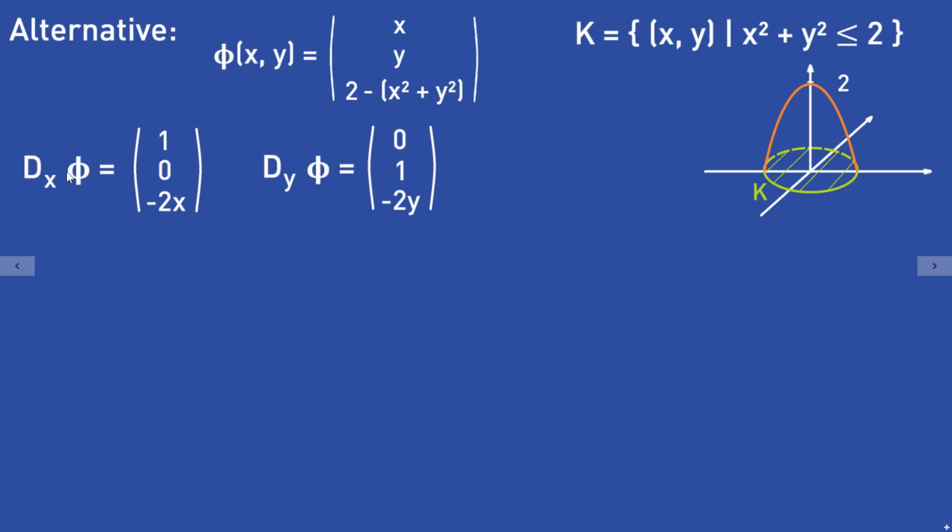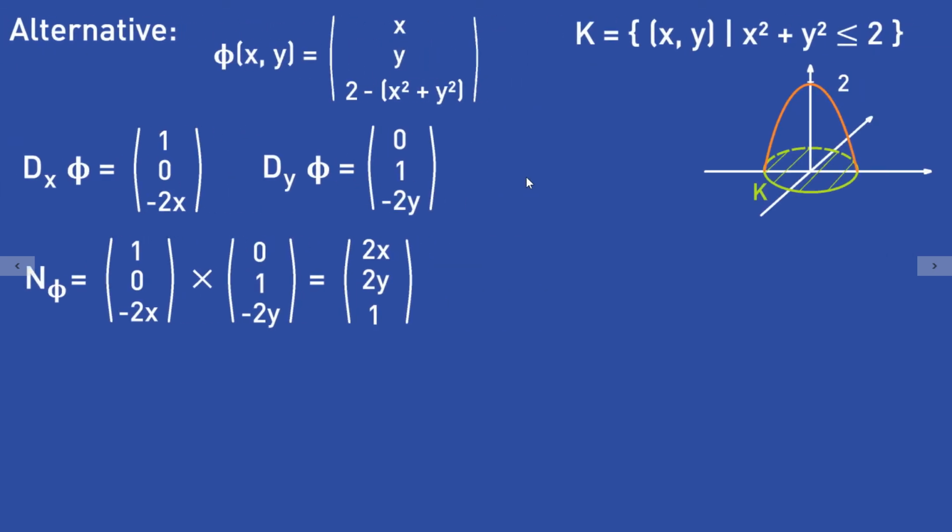This here is the derivative of phi with respect to x, and that here is the derivative of phi with respect to y. Now you have to calculate the cross product of these two vectors. What you get then is the normal vector n phi. So you have to calculate the cross product of these two vectors, and that here is the result.